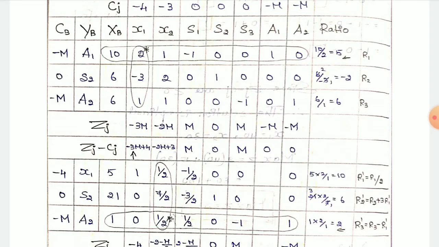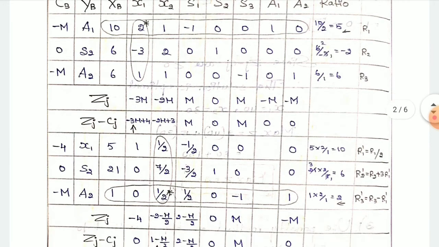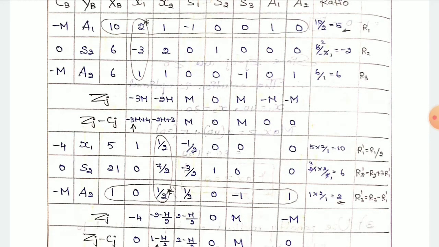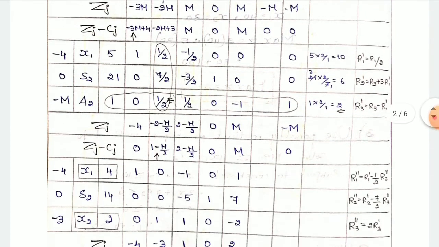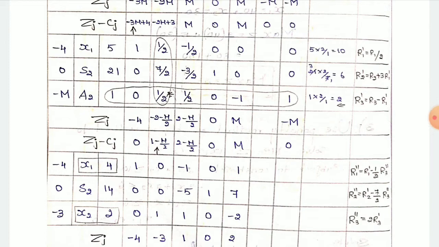Similarly here we have 1, so that value will be changed to 0, which means R3 dash can be calculated by R3 minus R1 dash. So simply you have to subtract: 6 minus 5, 1 minus 1 by 2, 1 minus 1 by 2, 0 minus of minus 1 by 2, 0 minus 0, minus 1 minus 0. So simply you have to fill the second table also.